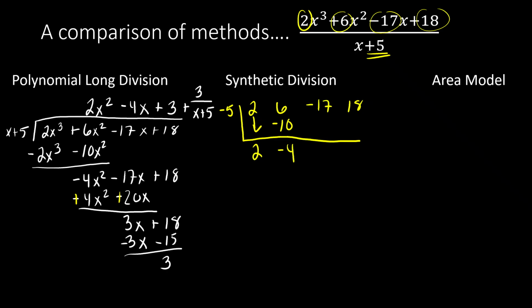And then we repeat that. So -5 times -4 is +20. And then we add -17 plus 20, and we get the 3. And then -5 times 3 is -15. And 18 plus -15 is the 3.